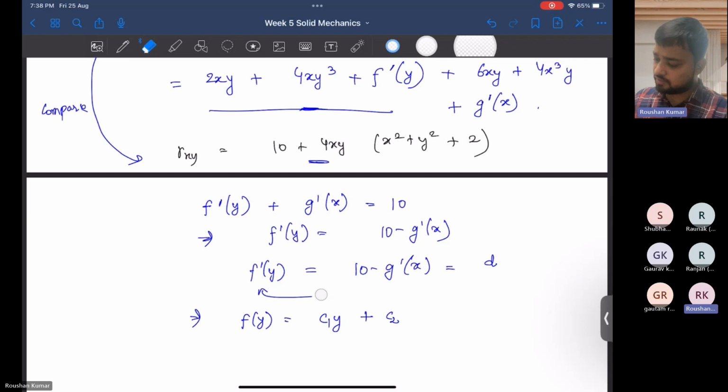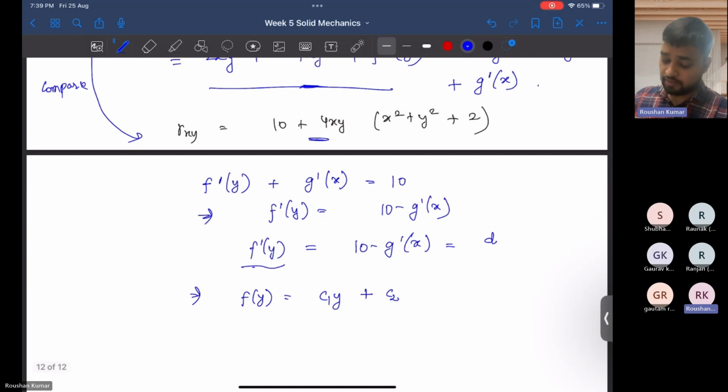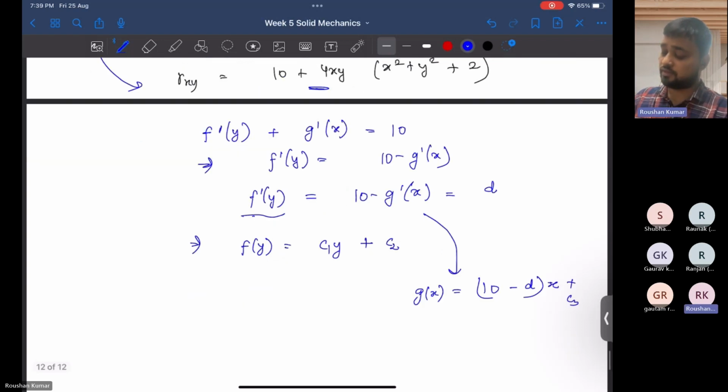If we take the integration of this one, then we can find f(y) equal to c1 y plus c2. And if we take the integration of this one, g(x), then it will give us g(x) equal to (10 minus d) x plus c3, some constant c3.